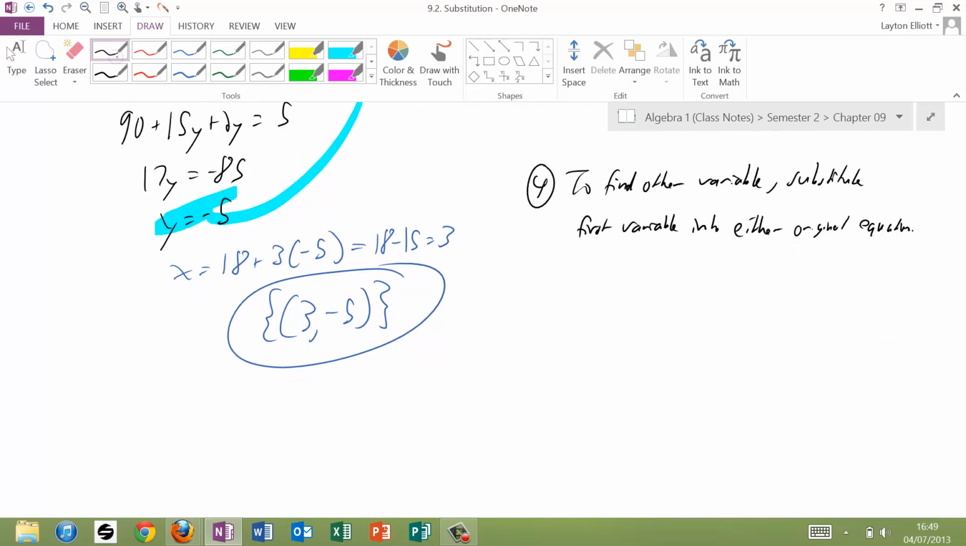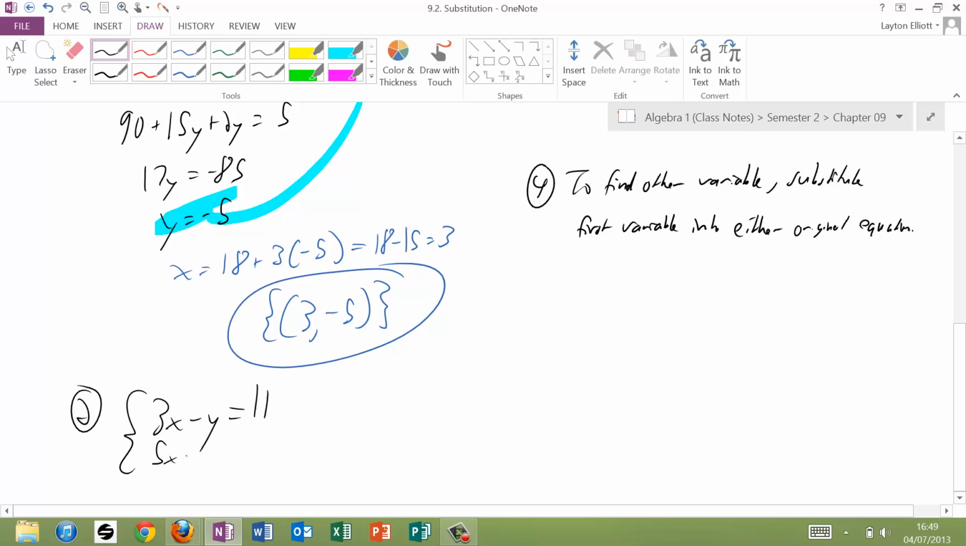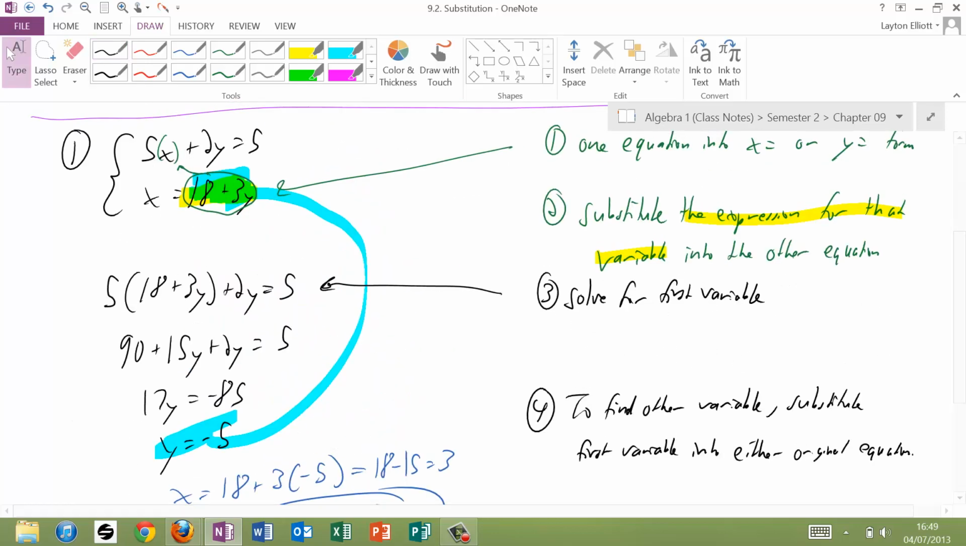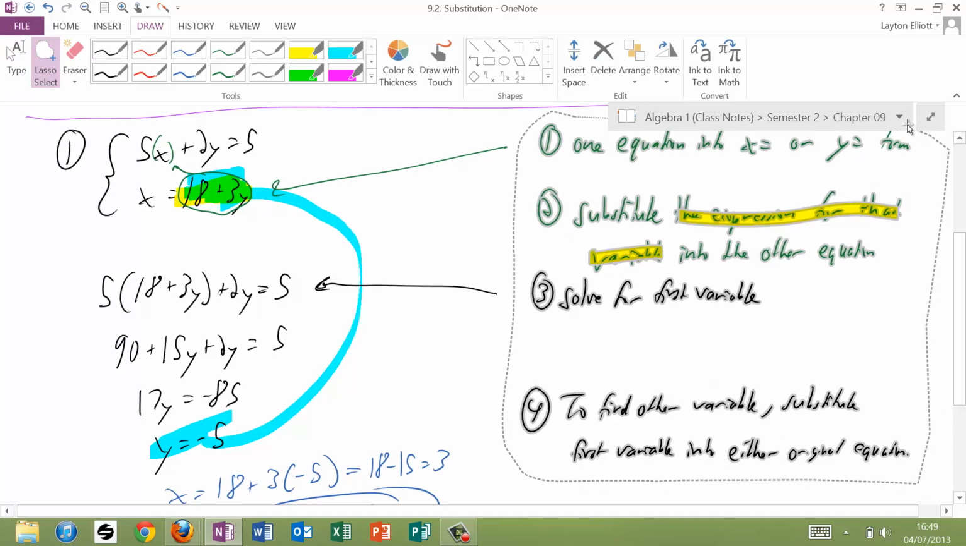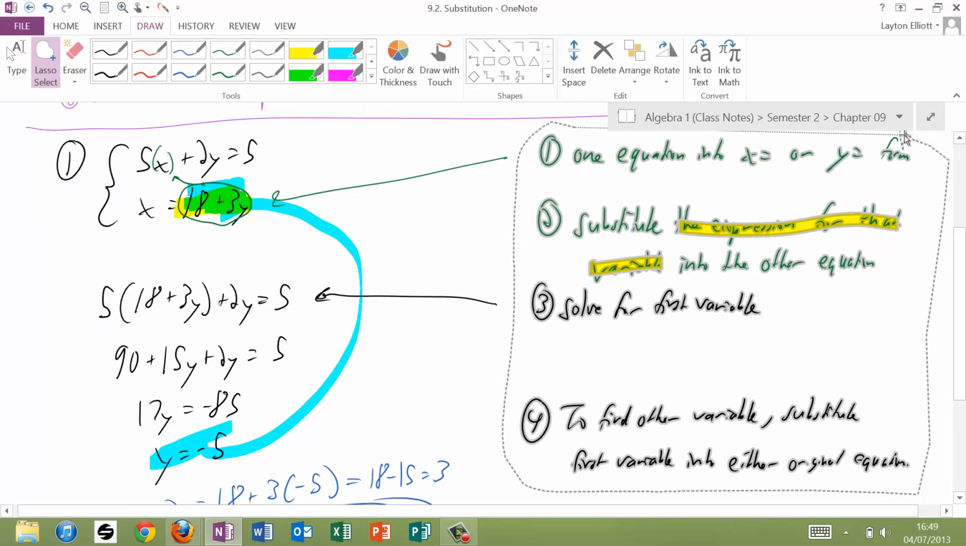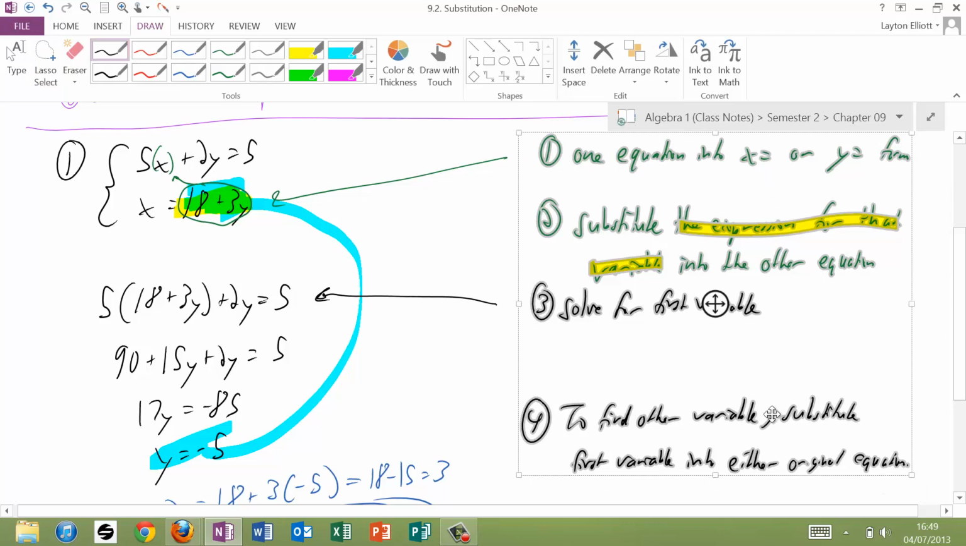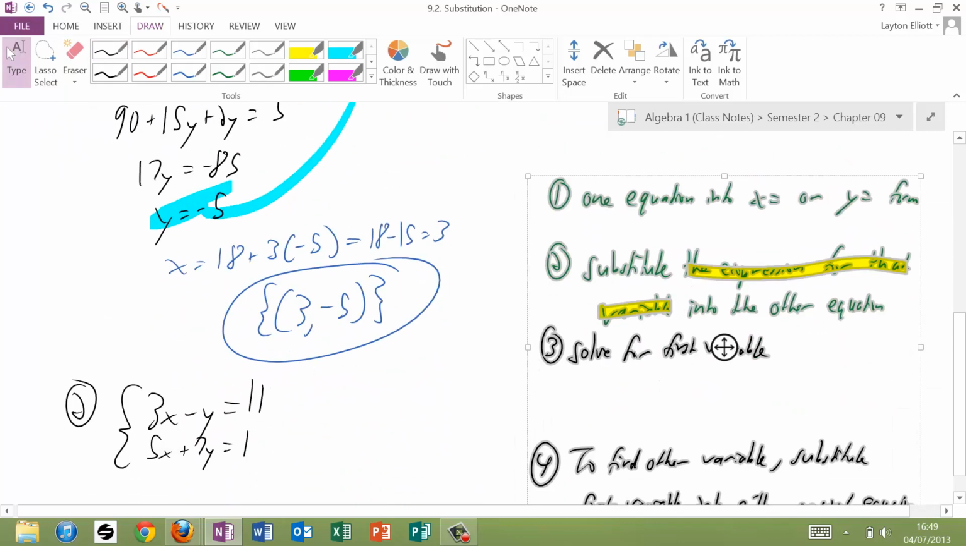So let's try this with some more practice. Number 2: 3x minus y is equal to 11, and 5x plus 7y is equal to 1. I'm going to take these 4 steps and carry them down here so we can follow them. You should be looking back up at the 4 steps too, and you should get a very good intuitive sense of why these work as we go through this.